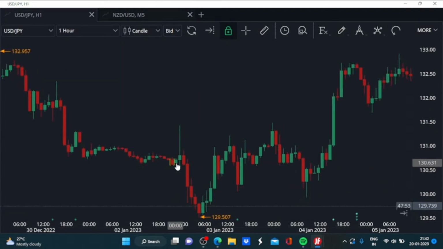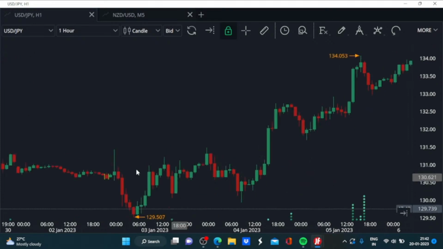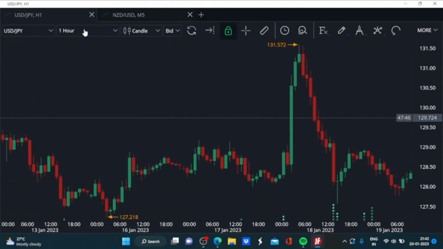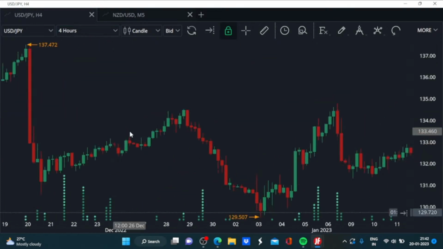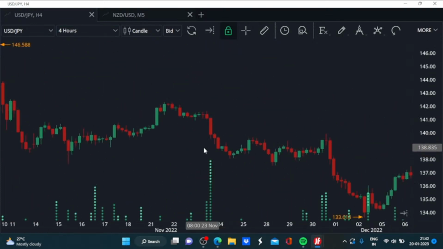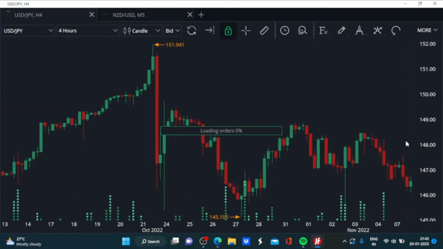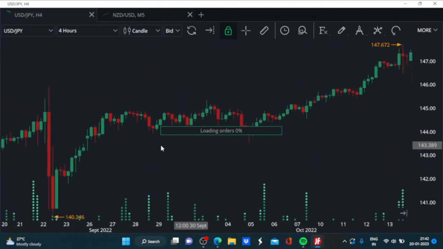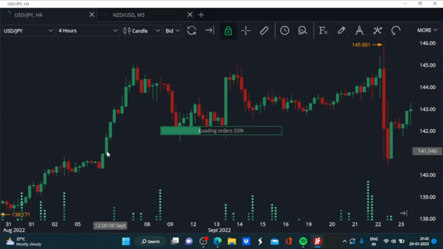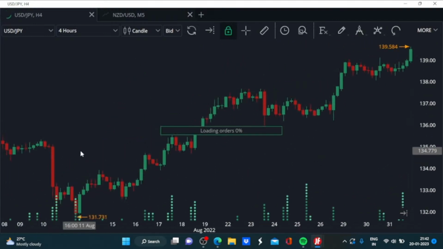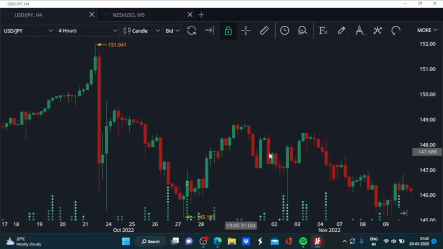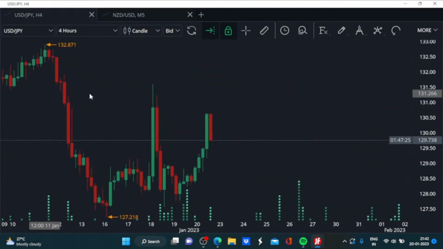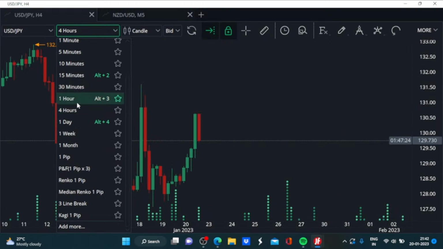So here it is, three identical crows. Let's try out the 4 hourly time frame. On this time frame also it will show up. Maybe it hasn't really formed in recent hours. Okay, so that's how this formation works.